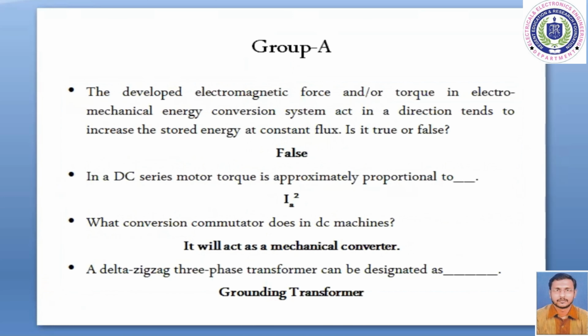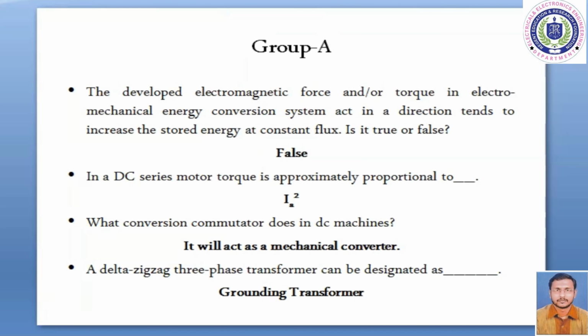The next question is, the developed electromagnetic force or torque in an electromechanical energy conversion system acts in a direction that tends to increase the stored energy at constant flux. Is it true or false? For answering this question, you have to keep in mind that the electromagnetic force or torque in an electromechanical energy conversion device acts in a direction that tends to decrease the stored energy at constant flux. As it is mentioned here, increase, so it is false.